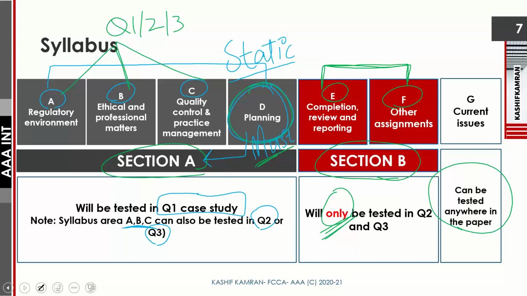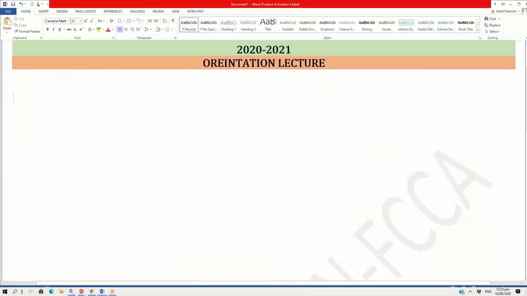Now you have to be very watchful. You know there are 7 syllabus areas, A to G, and you have just seen how the syllabus areas are connected with section A and section B. And you just got a perspective of how your syllabus is connecting with your 100 marks paper. Now, to give you a better perspective, I will use my Word file as a whiteboard, and I'll be sharing this Word file every time I write something on it with all the students so that you can take a printout of this file and maintain notes.